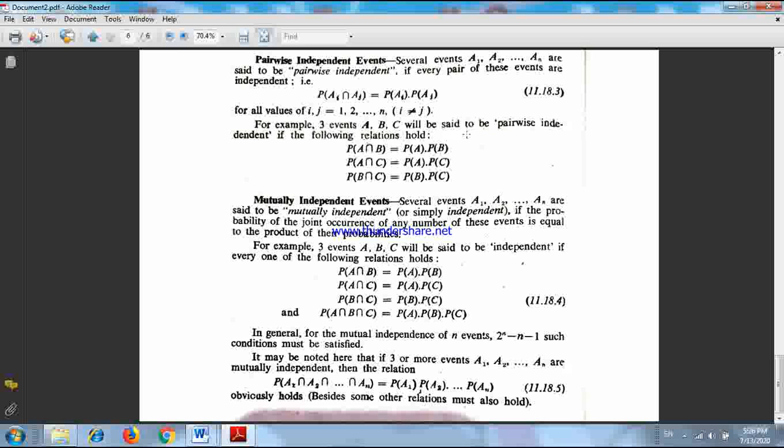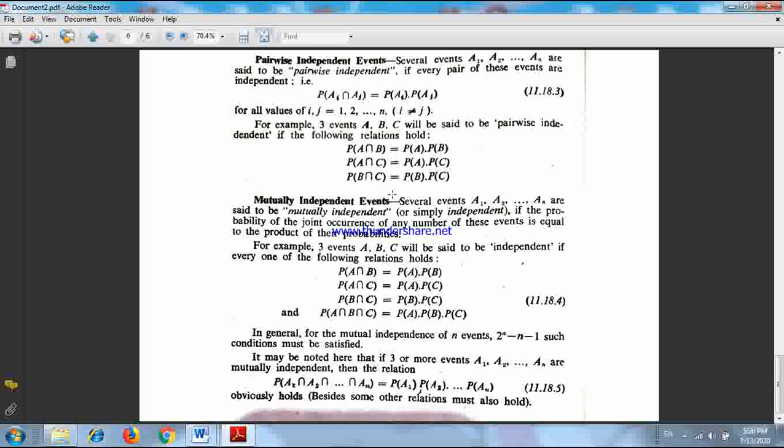For example, if three events are there, A, B, C, then they are pairwise independent if A and B are independent, that is, if P(A intersection B) equals P(A) into P(B), A and C are independent, B and C are independent.